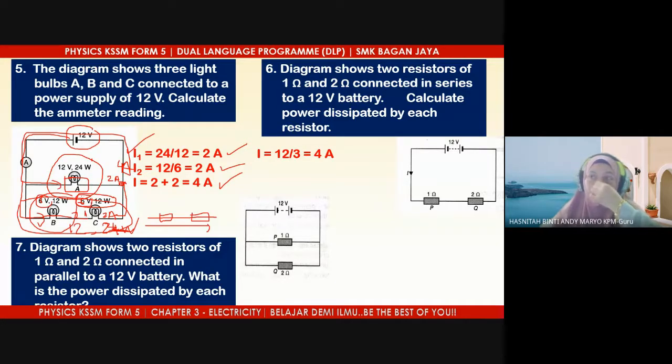Okay, boleh? Kalau you pakai di sini 12 volt, 12 volt, 24 watt, sini pun 12 volt, 24 watt, so macam mana sini dia punya total voltage nanti 24, greater than the power supply. So apa maksud dia?